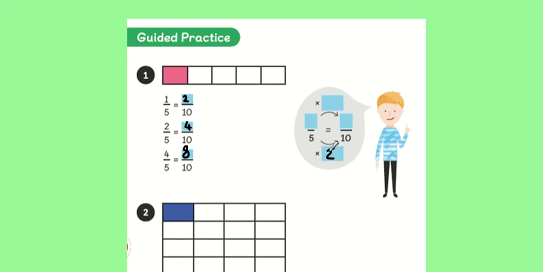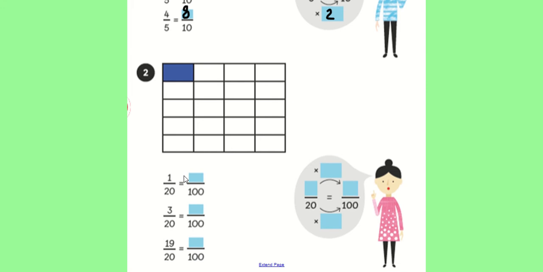Okay, so we've got this helpful drawing here. So whatever we times the bottom by, we need to times the top by. Here we're dealing in hundredths. Okay, what do we have to times 20 by to get to 100?